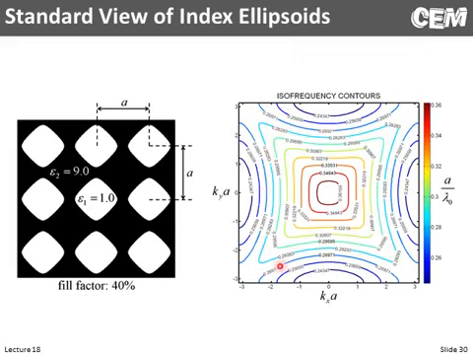Now notice with ordinary materials, isotropic, anisotropic, we have circles and ellipses. Now that we have a periodic structure, these index ellipsoids can take on other shapes, and we'll learn in the follow-on class of this that lets us do some very interesting things.